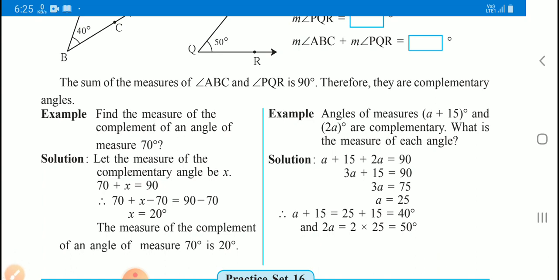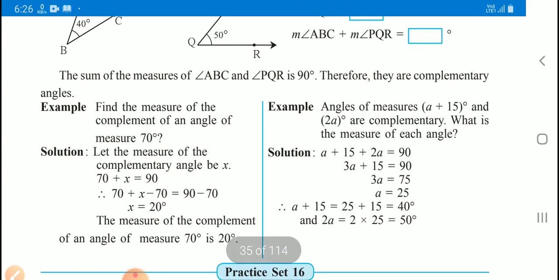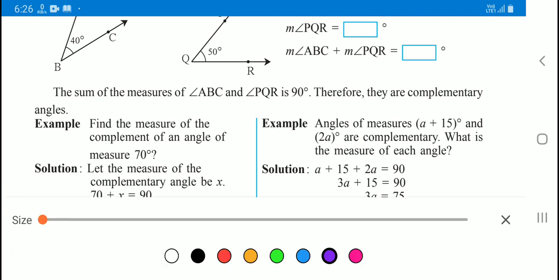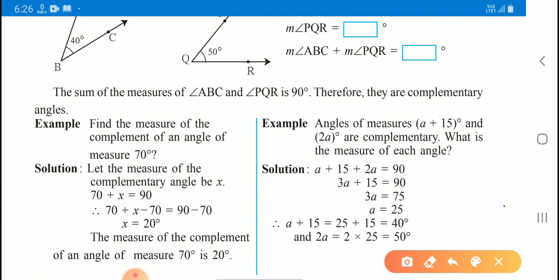Now you know the method. According to the method, we want to find the value of x. So we have to cancel 70 from both sides. Here 70 has a positive sign, so we have to subtract 70 from the LHS as well as the RHS. So here we subtract. Look, 70 plus x minus 70 and 90 minus 70. So what is the complementary angle of 70 degrees? It is 20 degrees. The measure of the complement of an angle of measure 70 degrees is 20 degrees.